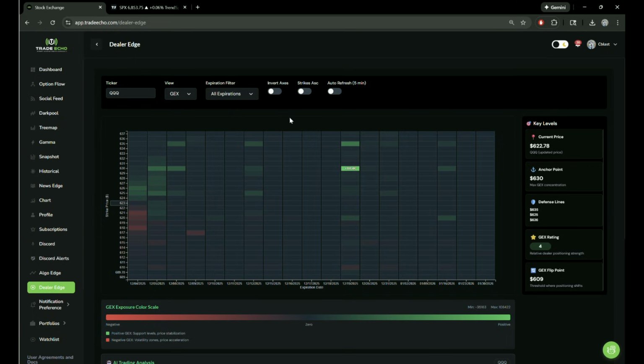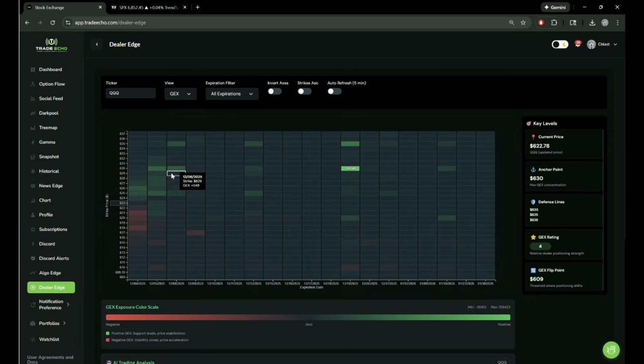The GEX Heatmap. The heat map is the heart of the module. One axis shows strike prices, the other shows expiration dates. Every tile represents a specific strike and expiration combination, and the color tells you the gamma exposure at that level.